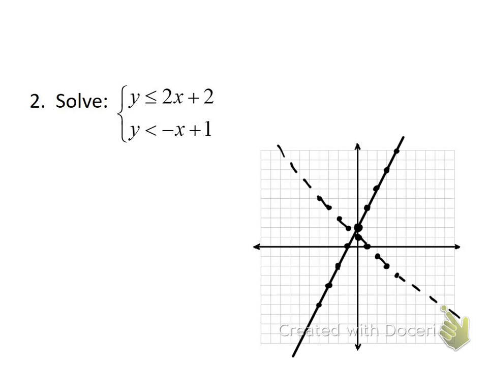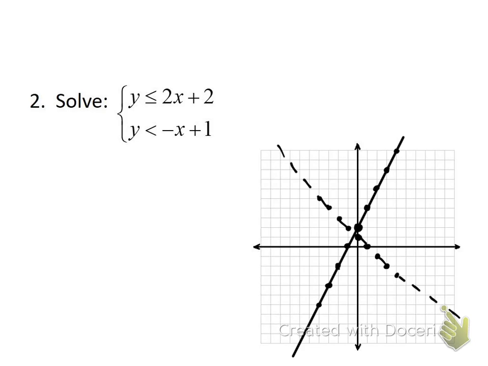We don't care about the point of intersection this time. When we do equations, when they both have equal signs, we care very much about the point of intersection. On these ones, we don't really care about identifying that point. It's not part of our steps. What we do care about is where we end up shading for both of these.